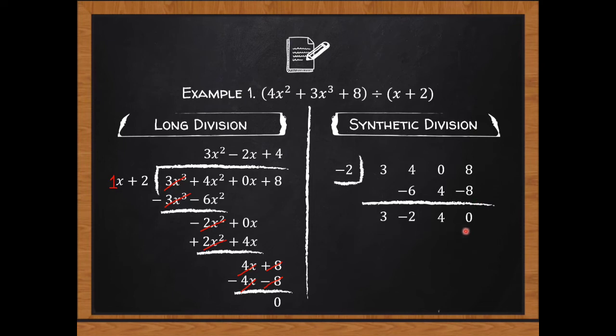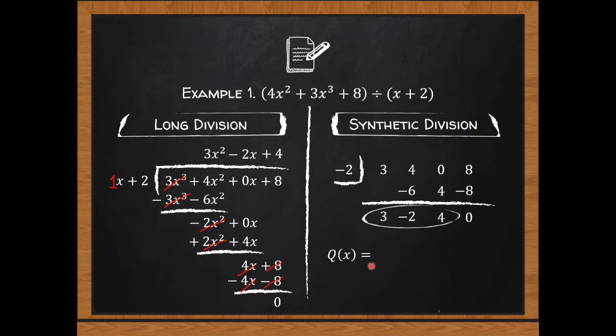Ano kaya itong mga to? So, yung last number po na nakuha natin sa third row is the remainder. Tingnan nyo po, 0 and 0. Same ba ang remainder na nakuha natin? Yes. Now, ano naman po si 3, negative 2, and 4? These are the coefficients of our answer.